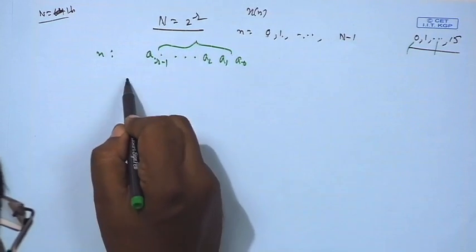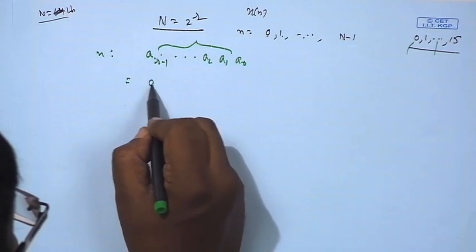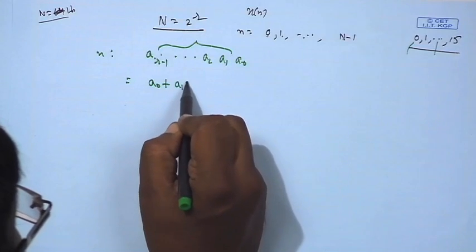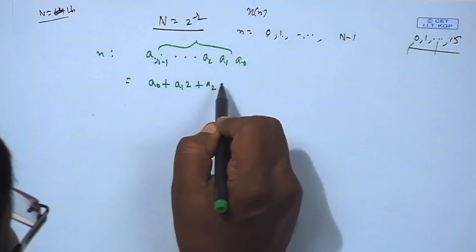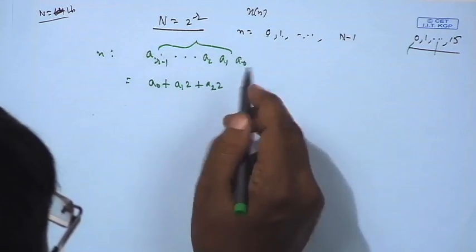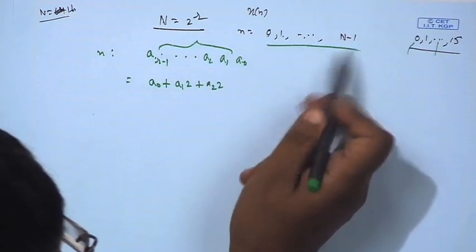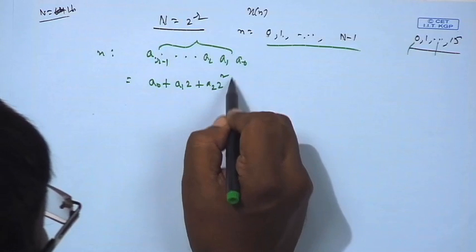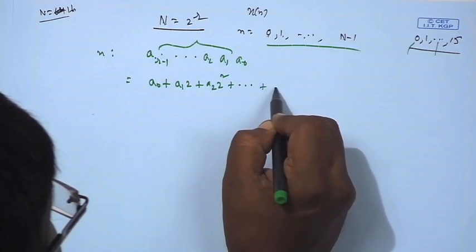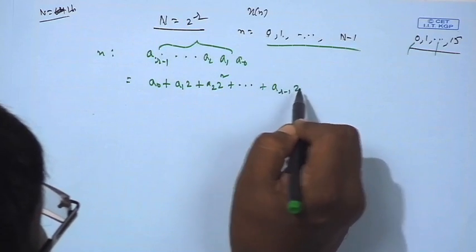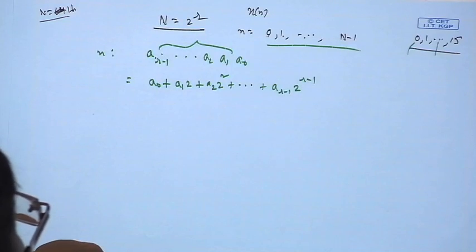And what is the binary value? What is the decimal value? a0 plus a1 into 2, plus a2 into 2 to the power 2, and so on, up to 2 to the power r minus 1. And these are all positive. I am not considering a negative number here, negative is impossible, this is the range.